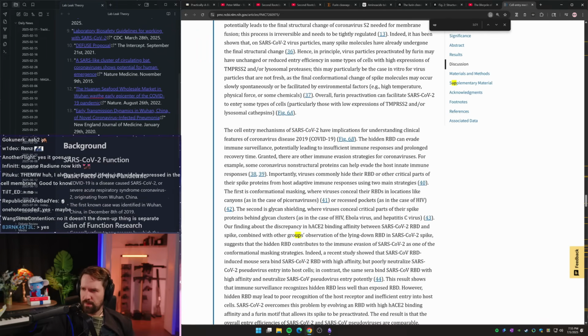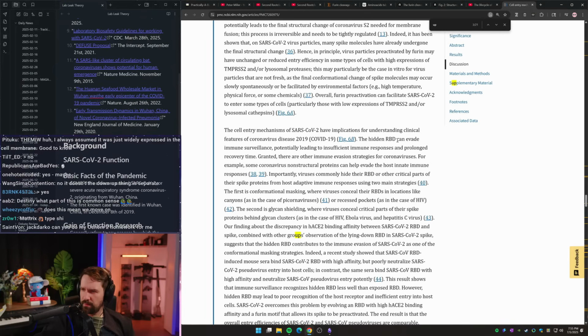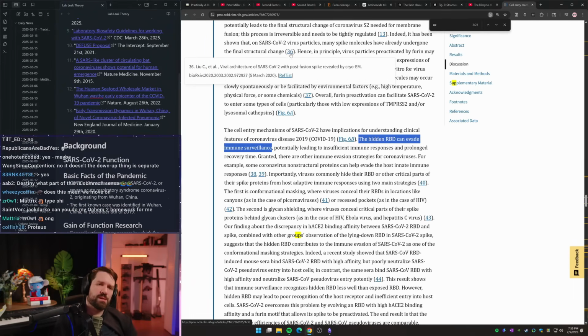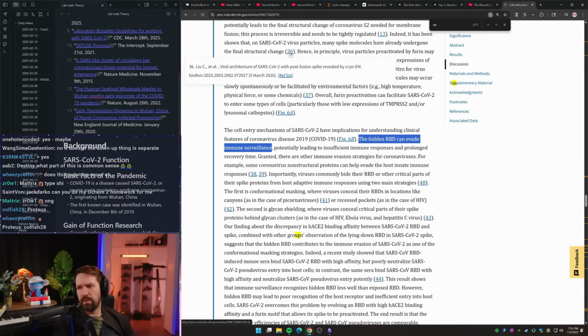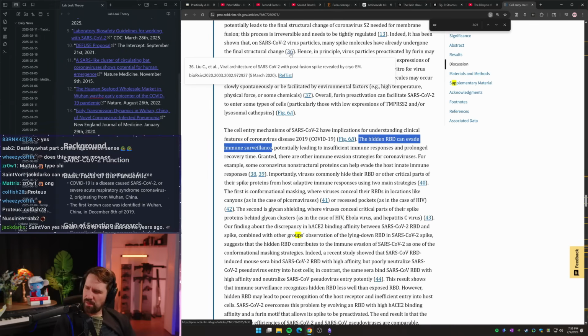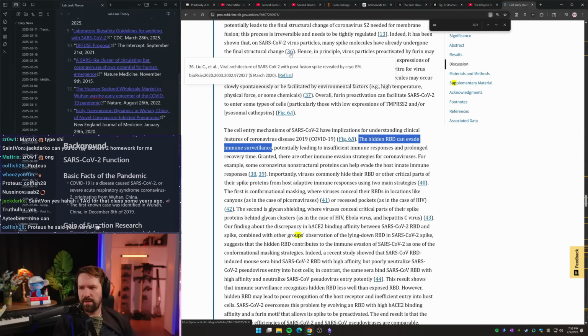For understanding clinical features of coronavirus disease, the hidden RBD can evade immune surveillance. When it says evade immune surveillance, can your immune system check for weird organelles? Does your immune system look inside your cells? Because I'm trying to figure out how a down RBD can evade your immune system before it's left the cell.